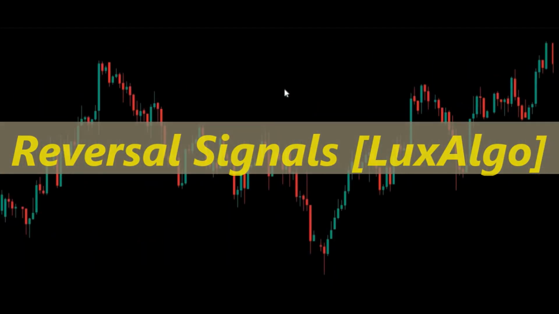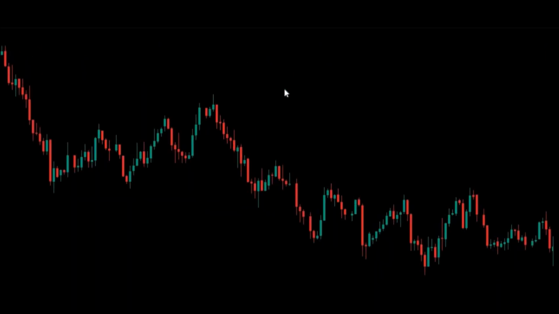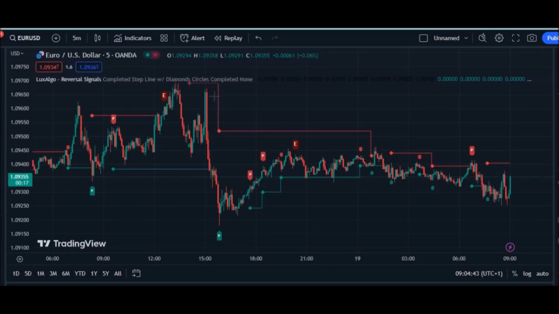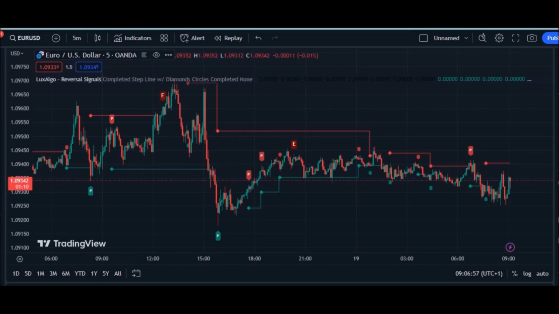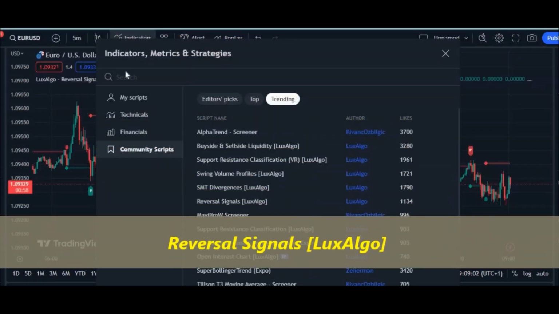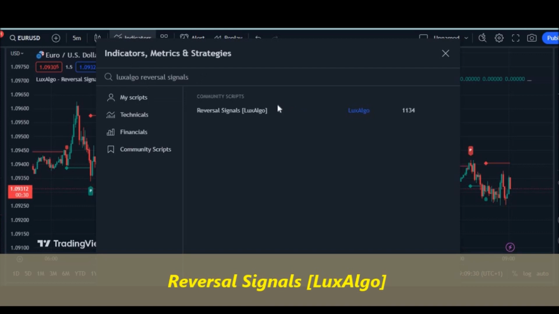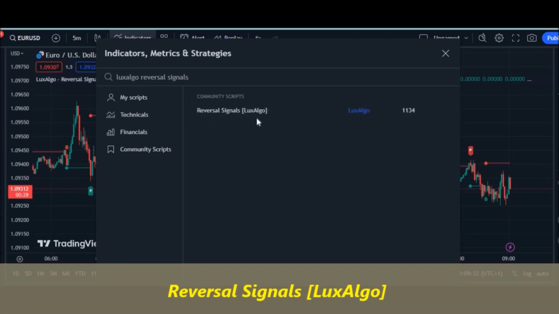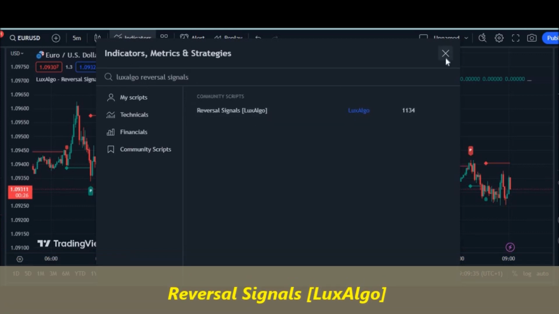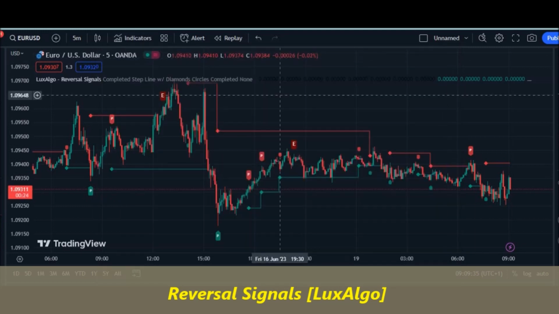Just a preview, let me show you how the indicator looks on your chart. So guys, this is the indicator I'm talking about, and to add it to your chart you need a TradingView account. The indicator is super free. To add it, click on the indicators tab, then type LuxAlgo reversal. You're just going to click on this one, Reversal Signals, LuxAlgo. Once you click on it, this is how it's going to appear on your chart.